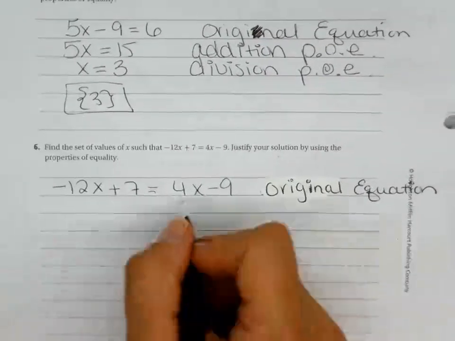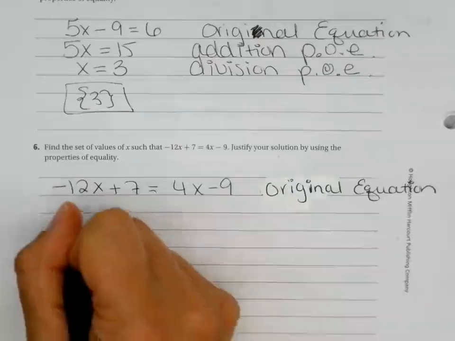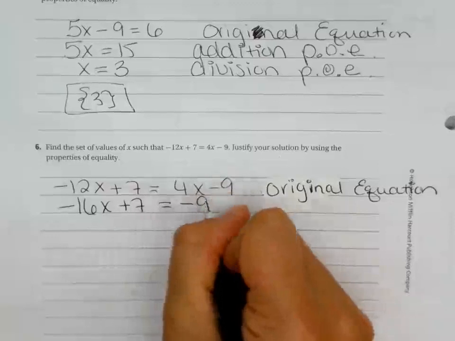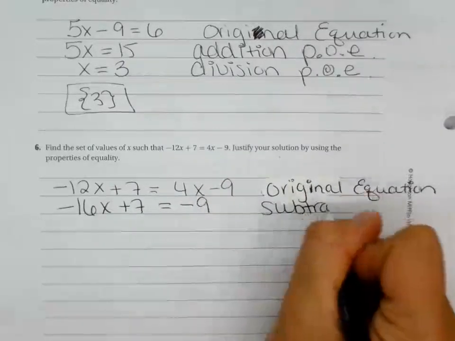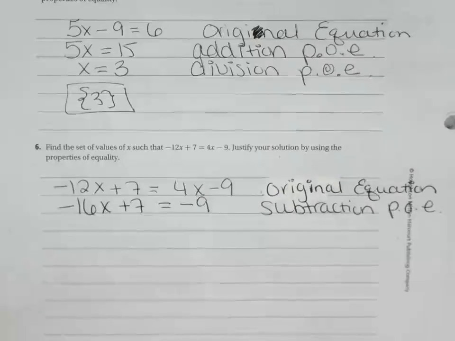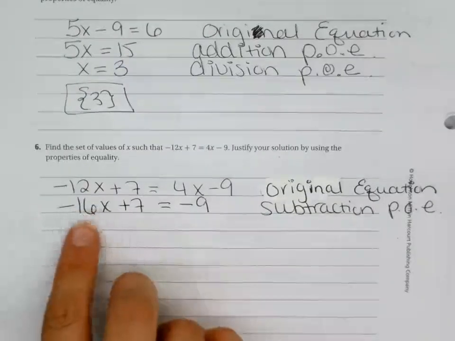You'd have negative 16x plus 7 equals negative 9. Subtraction property of equality. Now what? Well, no, I'm moving my letters to the left, so I need to move my numbers to the right. So subtract 7.